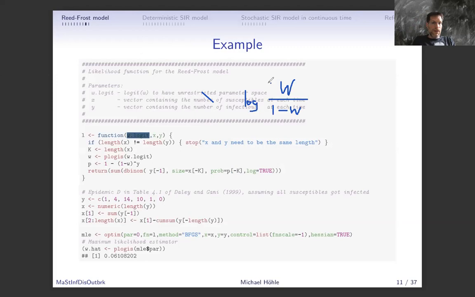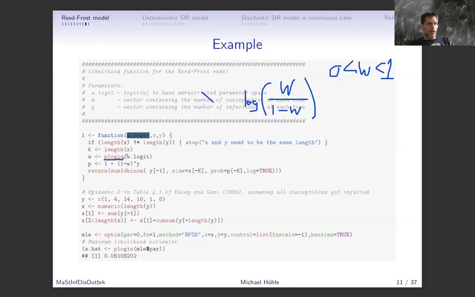An advantage is that if w is between 0 and 1, this quantity here is going to be between minus infinity and infinity. So it's unrestricted space, which means it's a bit easier to optimize, but actually it's not necessary to do this. Probably the function would work still, but I'll do it like this.